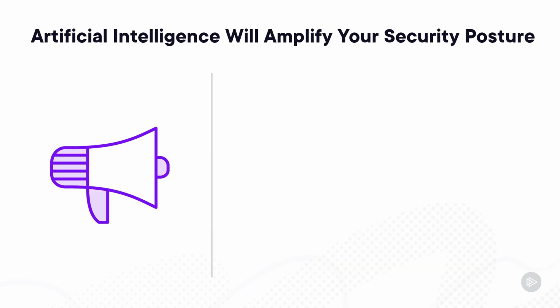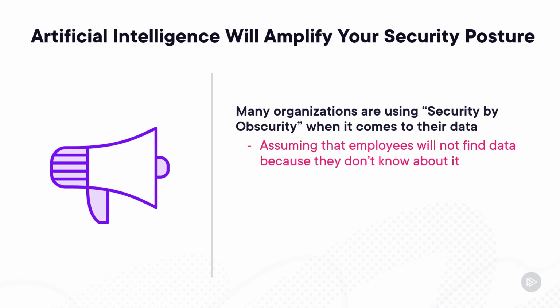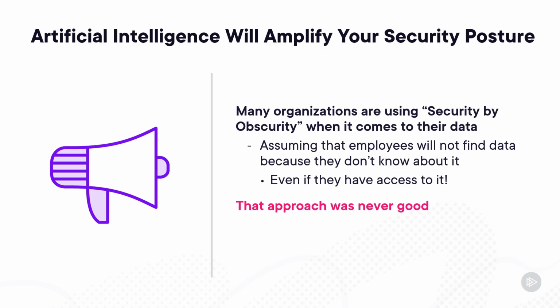You need to be aware that artificial intelligence tools will amplify your security posture, and too many organizations are currently using security by obscurity when it comes to internal accesses, which means that they assume or hope that employees will not find or access data because they don't know about it, even if the users have access to it because of bad permissions. Now we'll be honest, that approach was never good, and adding AI on top of it will make it even worse because AI is an amplifier of your current status.